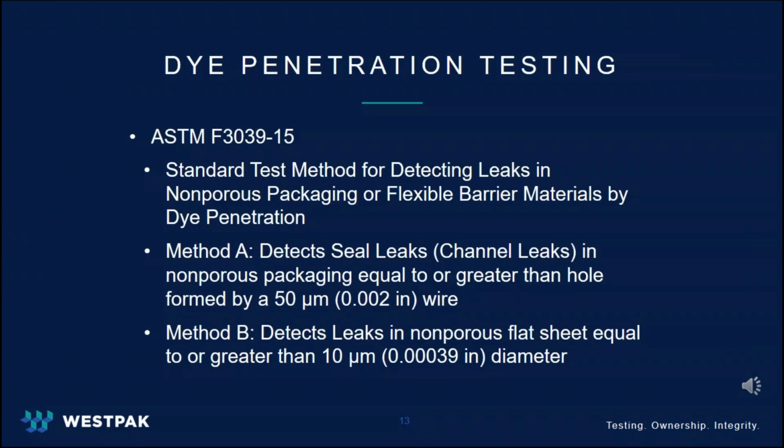I will begin with the ASTM F3039 standard test method for detecting leaks in non-porous packaging or flexible barrier materials by dye penetration. Method A detects seal leaks or channel leaks in non-porous packaging equal to or greater than a hole formed by a 50 micrometer wire. Method B detects leaks in non-porous flat sheets equal to or greater than a 10 micrometer diameter wire.